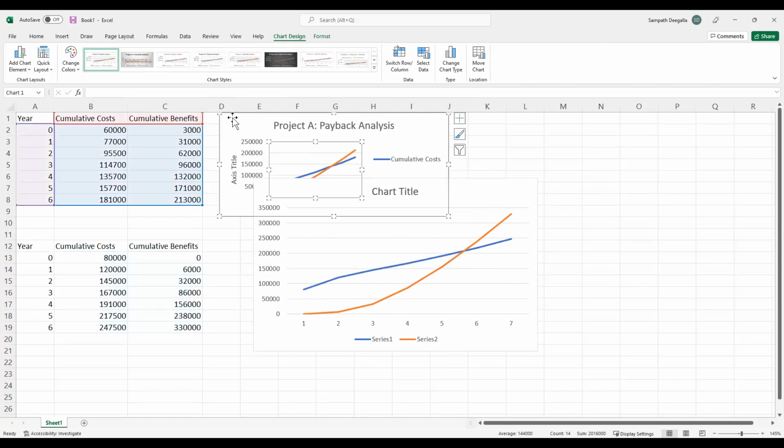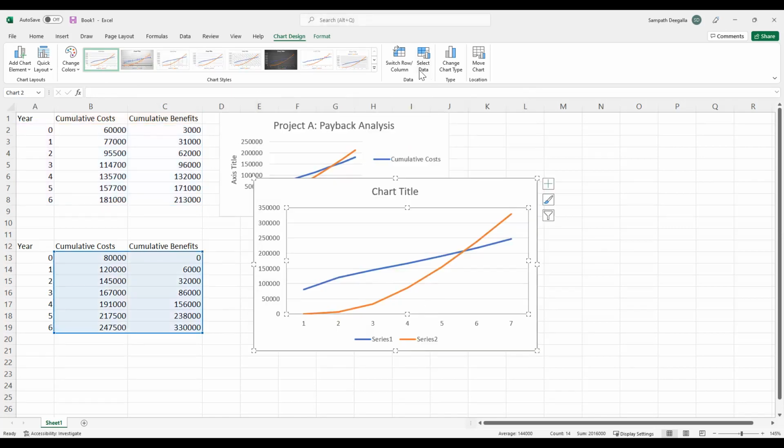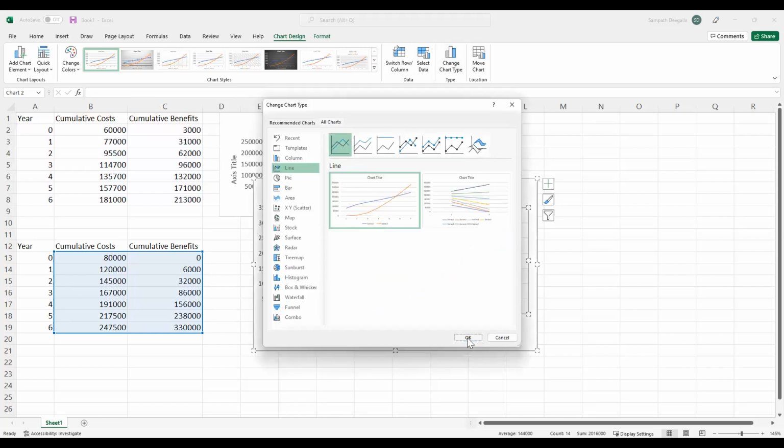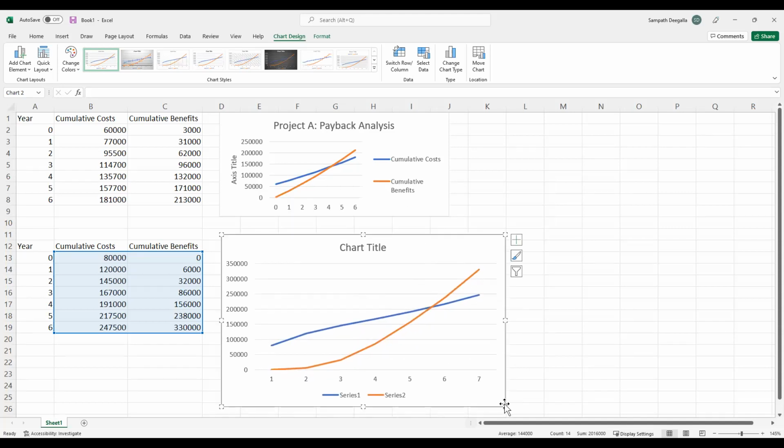Yeah, here also I think chart type. Yeah, first one. Here also chart type. Yeah, it should be first one. Okay. Right. So this is for the project P.